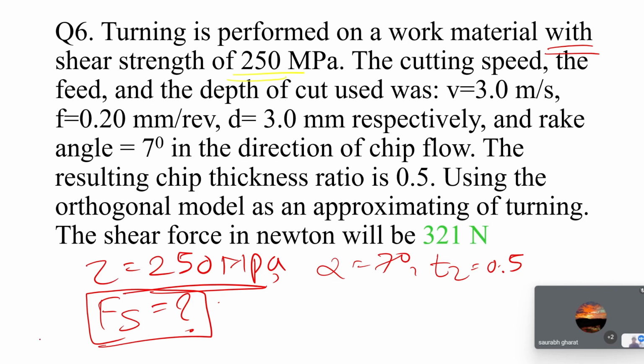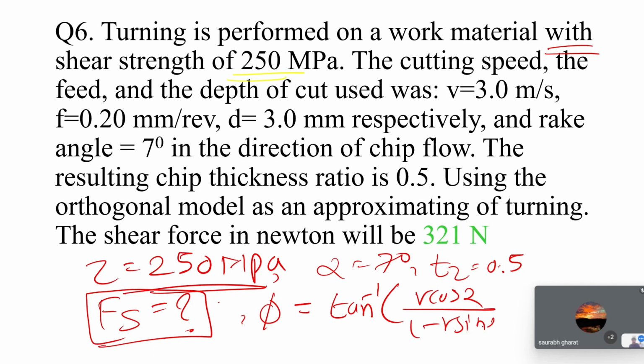So you have to go with phi. What will be your phi angle? Phi will be tan inverse of r cos alpha over 1 minus r sin alpha, where alpha is your rake angle. By putting it, you know r, the resulting chip thickness ratio, is given to you. This thickness ratio is r, which is equal to 0.5. Just put here the rake angle, that is 7 degree.